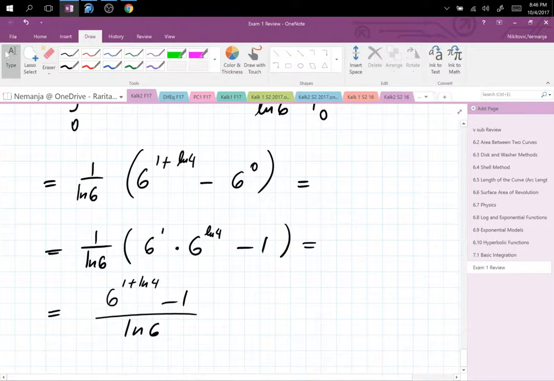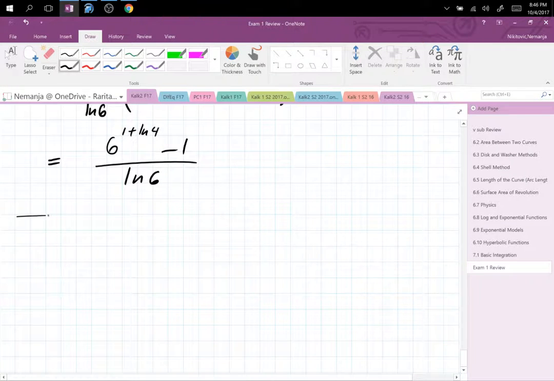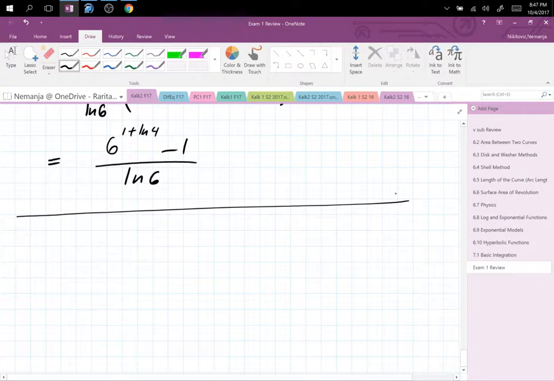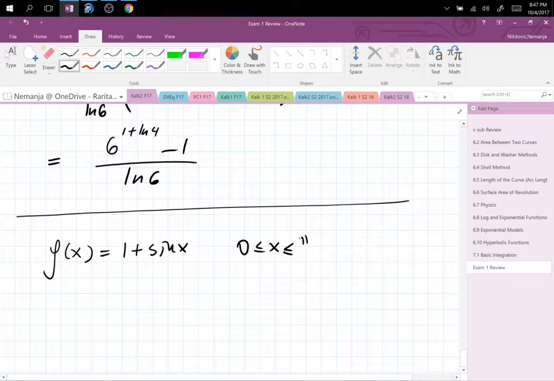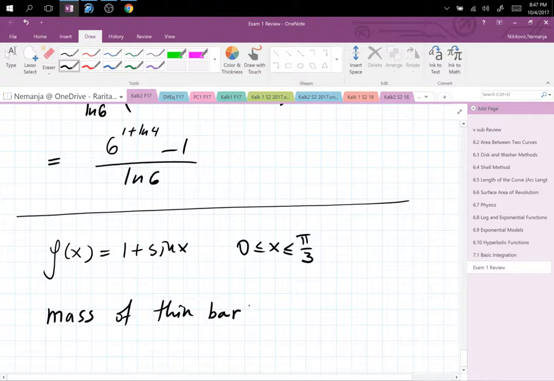What does it say? It says find the mass of the thin bar with the given density function. P of x equals 1 plus sine x, from 0 to pi over 3. So they're looking for the mass of the thin bar, and the density function, they use P of x, I use rho, doesn't matter, is 1 plus sine x.